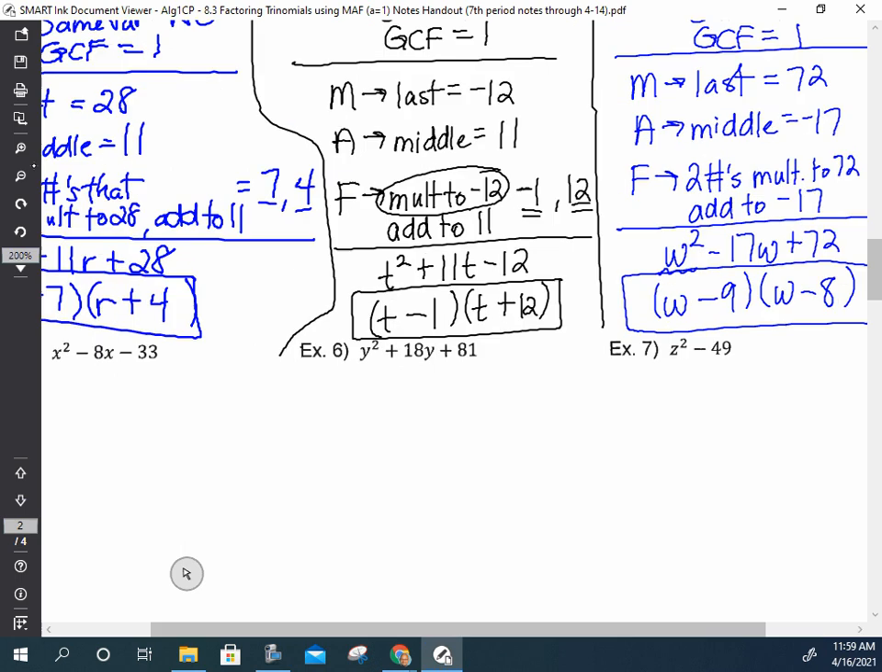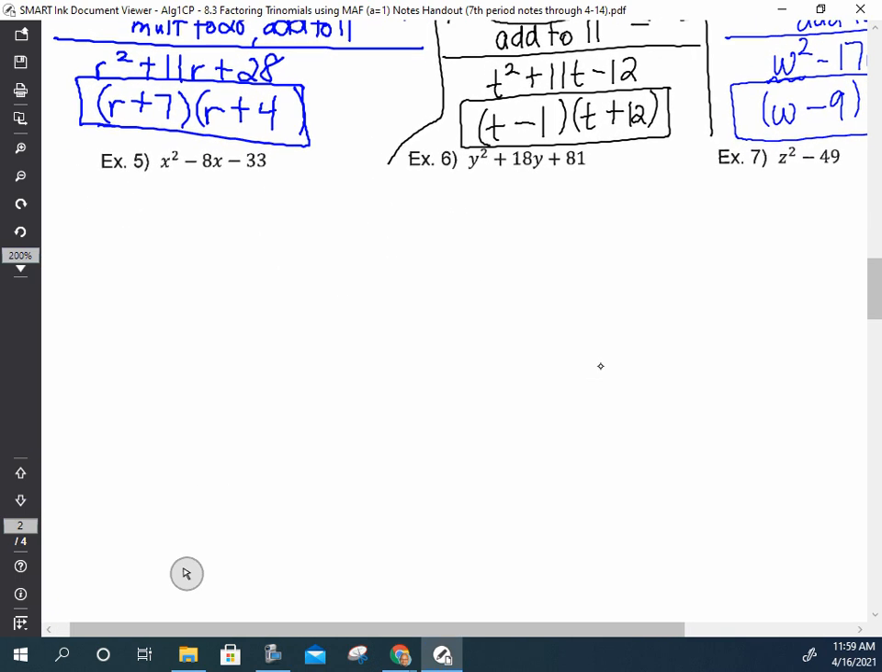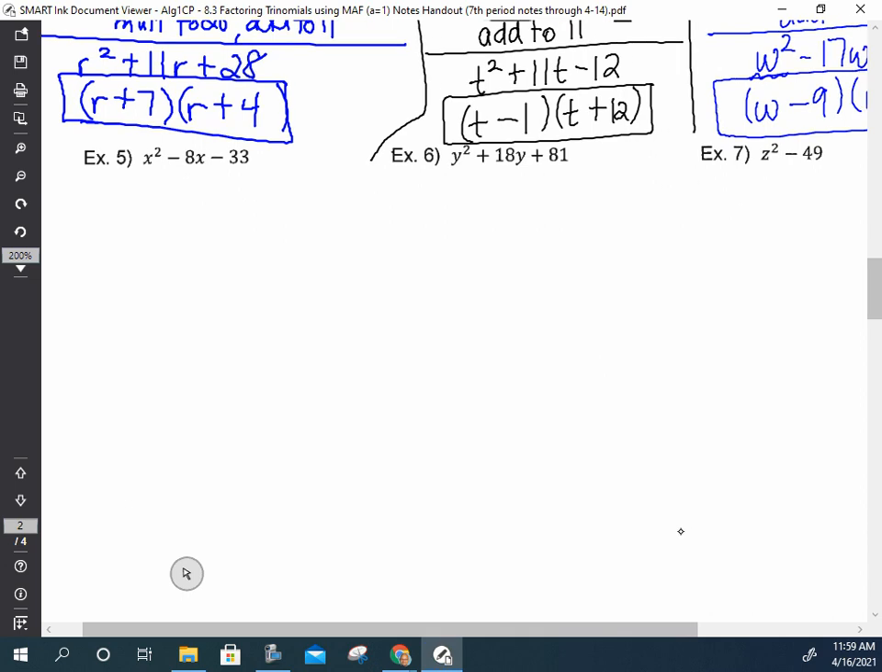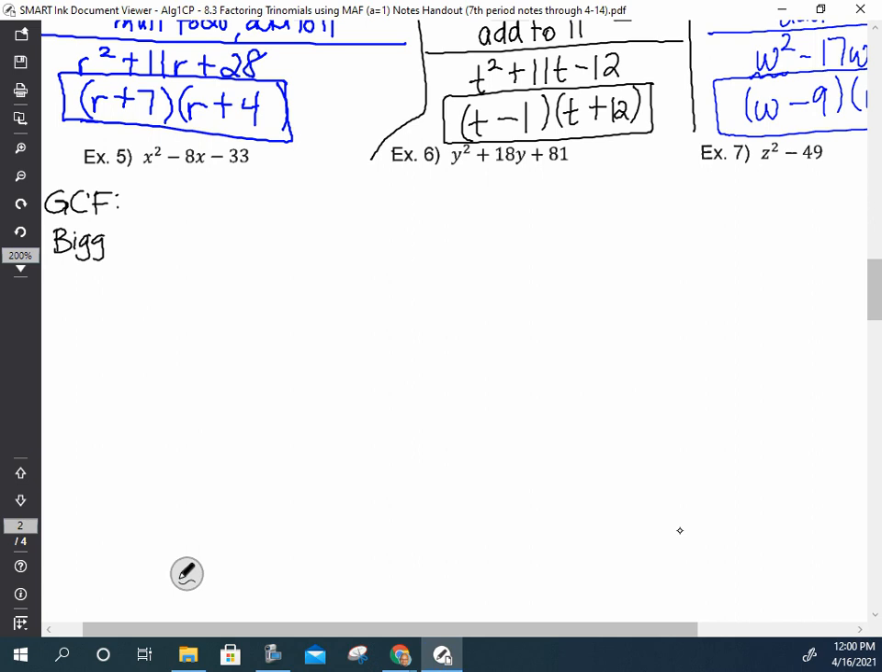All right. So, example 5. We've got x squared minus 8x minus 33. So we have the factors. First step, we start with the greatest common factor. We always start with the greatest common factor. Greatest common factor is the biggest number. You have 1, you have 8, you have 33. Is there anything that will divide out of all three of them?